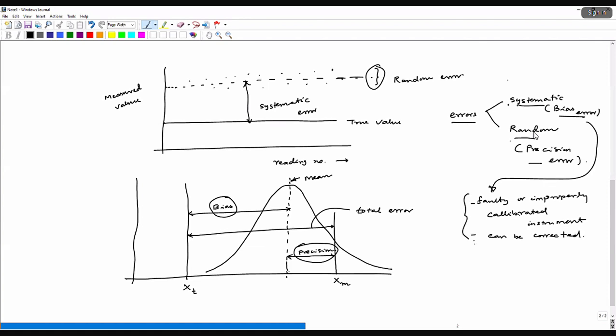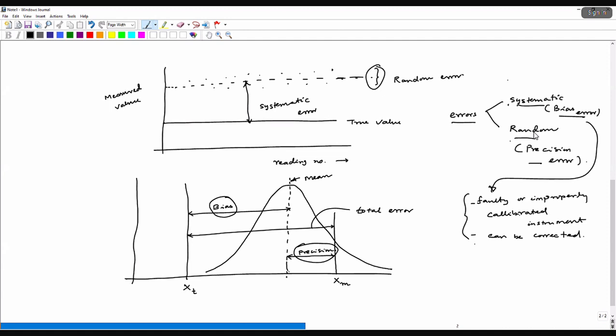But random error or precision error appears in the data because you are doing repeated measurements, right? If you measure only once, you have only systematic error. But if you repeat 100 times, your data is going to vary, and that variation of the data points from each other gives rise to the scatter in the data, and the scatter gives you the random error.